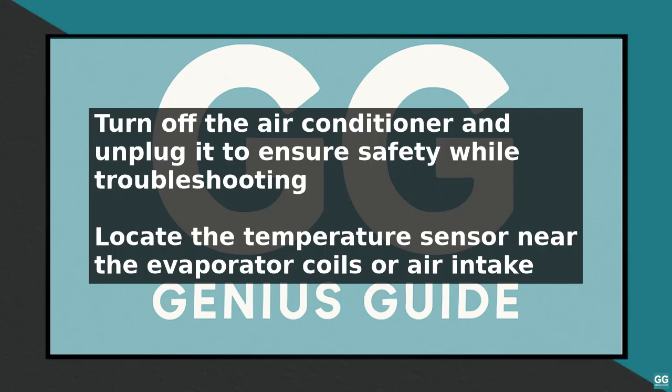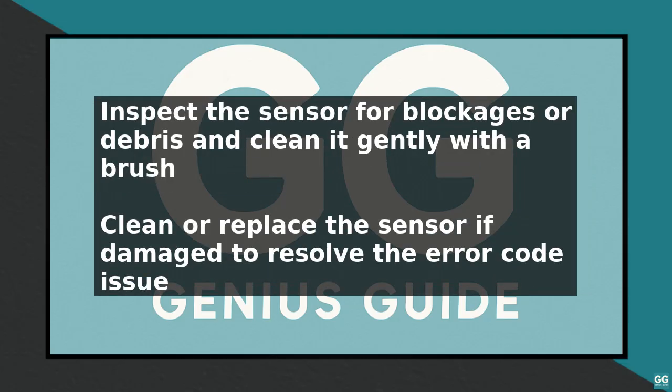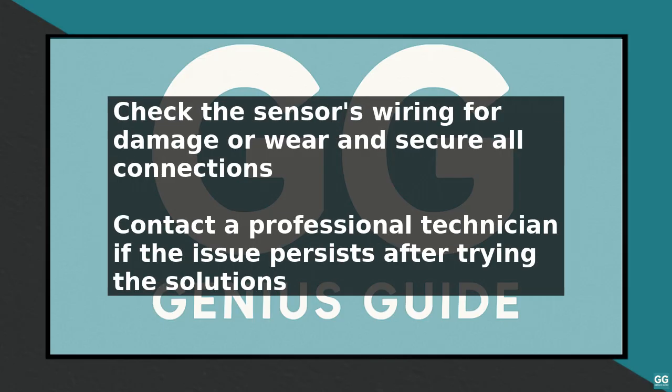After cleaning or replacing the sensor, plug in the air conditioner and turn it on. If the error code persists, check the sensor's wiring for any signs of damage or wear. Make sure all connections are secure and not loose. If you are not comfortable with performing these steps or if the issue persists after trying the above solutions, it is recommended to contact a professional technician who can diagnose and fix the problem.